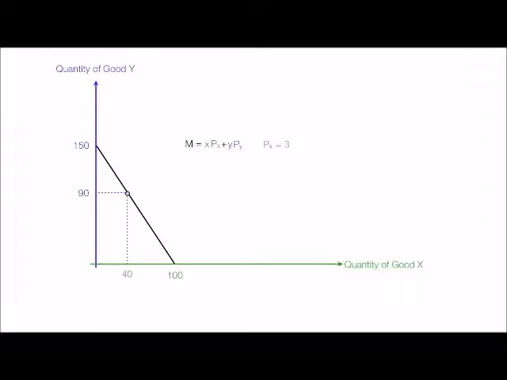So now I know the price of x is 3 and the price of y is 2. So I have 40 times 3, the price of x, plus quantity of 90, which is y, times the price of y, which is 2. This is equal to 120 plus 180, and the last time I checked, that is equal to 300. Anywhere along the budget line, in this case, income is equal to 300. So anywhere along this line, income is 300, and income is constant along a budget line.